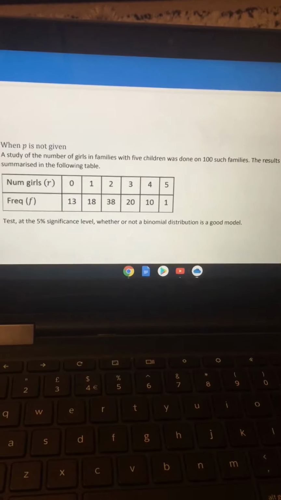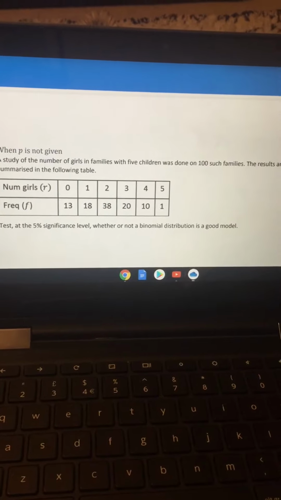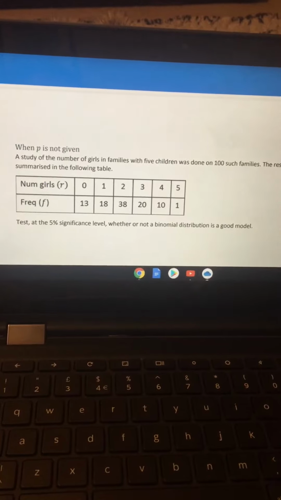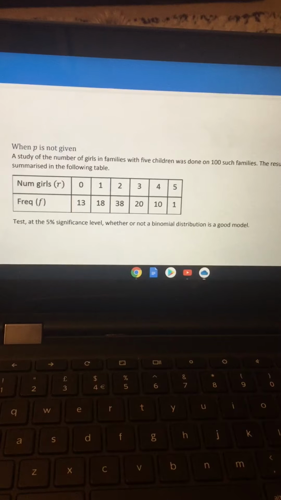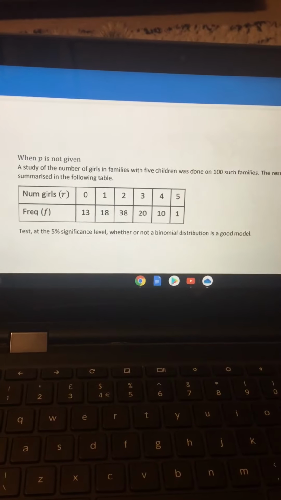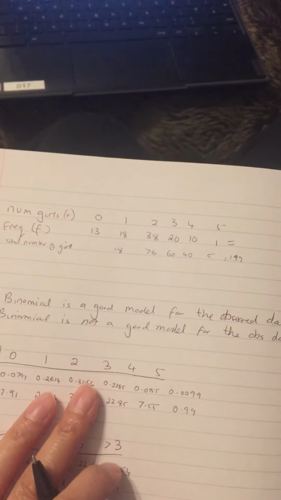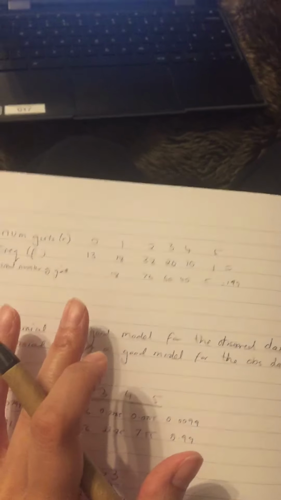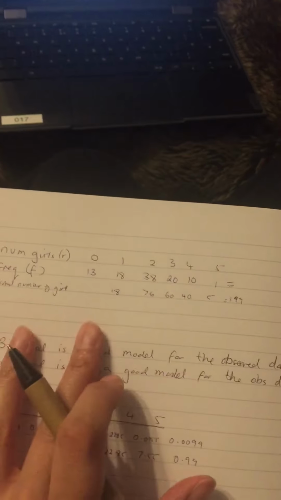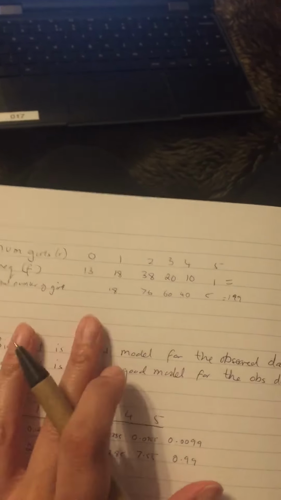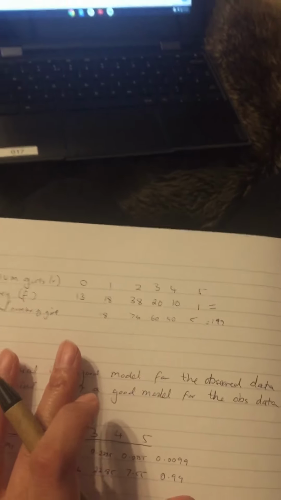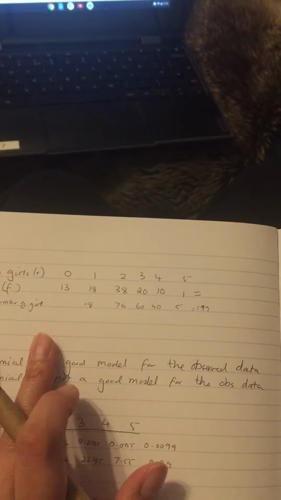Okay, so when we normally do a binomial distribution, we have an n value, which is 100, but we'd normally have a p-value as well, a probability, and we don't here, so we'd have to work out an estimated probability. So I've got my table here, and remember these are families with 5 children each. So in total, there are 500 children that they've asked.